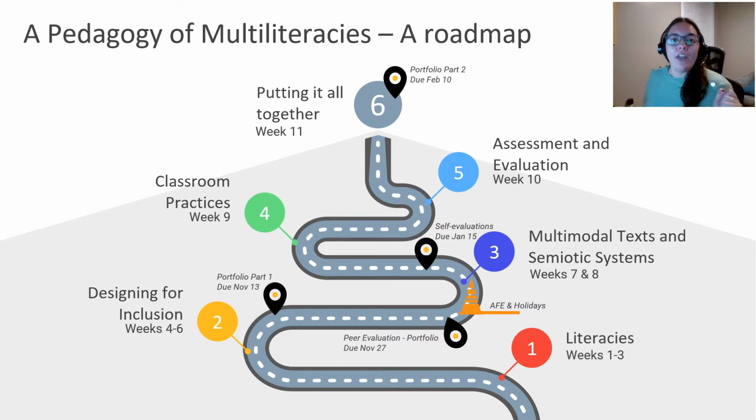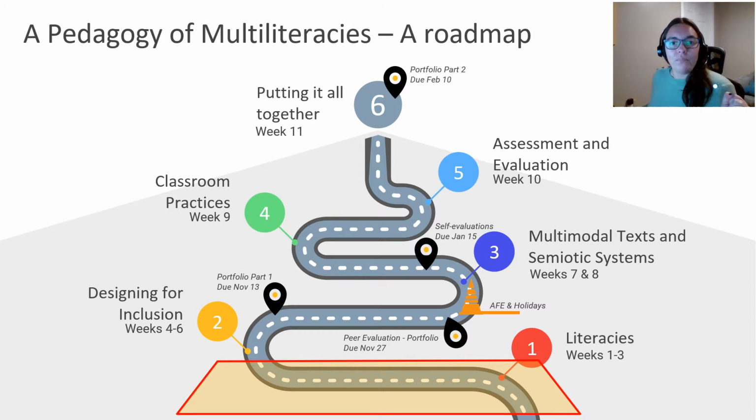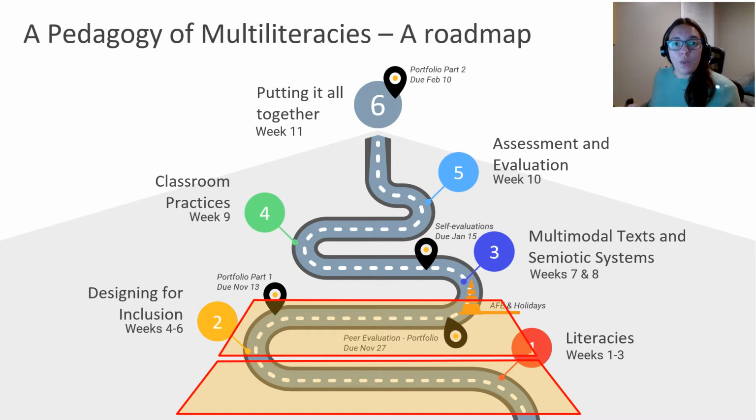Let's take another look at our roadmap. Remember, I used the analogy of a pyramid to help us think about the building blocks of designing multiliteracy learning experiences. So last year, we covered the foundational blocks of literacies and designing for inclusion. Now, the next couple of weeks, we will look at the resources we use as part of this learning experience.